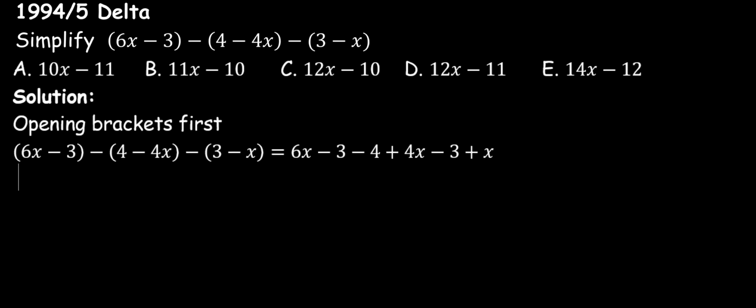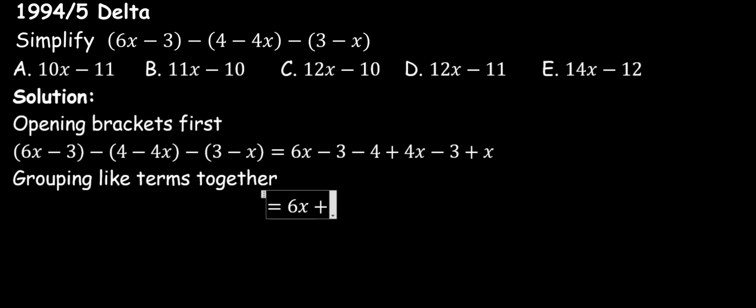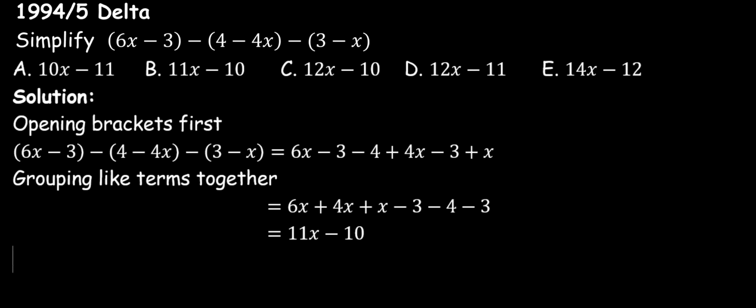Grouping like terms together, 6x plus 4x plus x minus 3 minus 4 minus 3. And that will give us 11x minus 10.